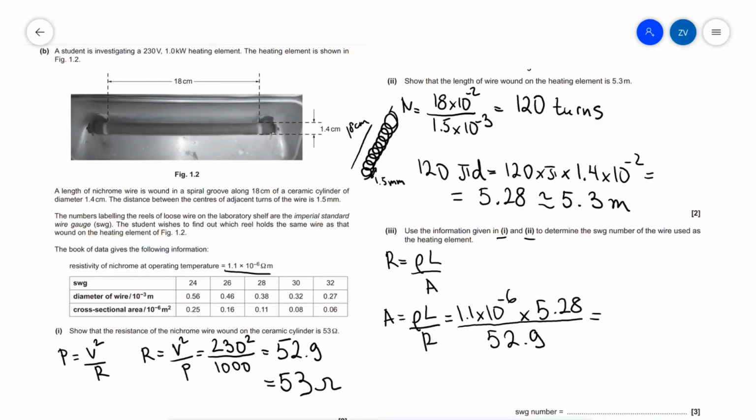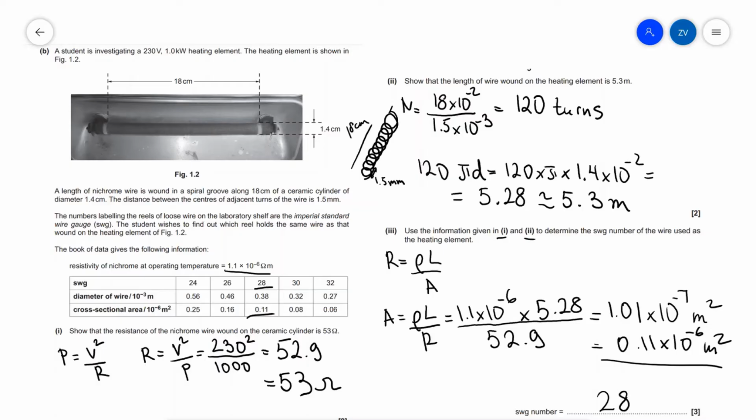And the answer is 1.097, or up to three significant figures, excuse me, would be 1.01 times 10 to the power of minus 7 meters squared. So this corresponds to this number, which is also equal to 0.11 times 10 to the power of minus 6 meters squared over here. So that means that the SWG number is equal to 28.